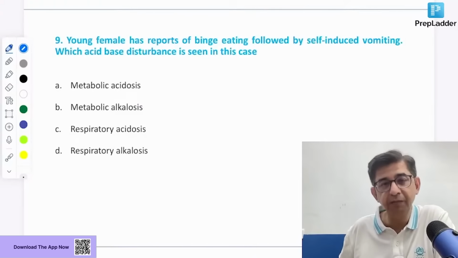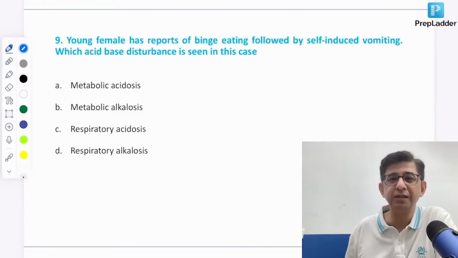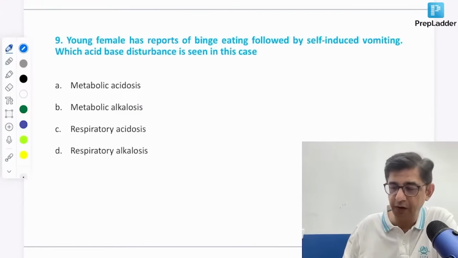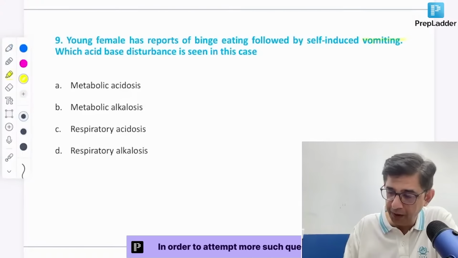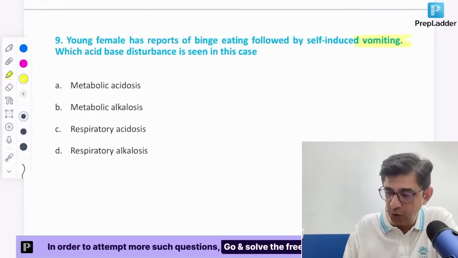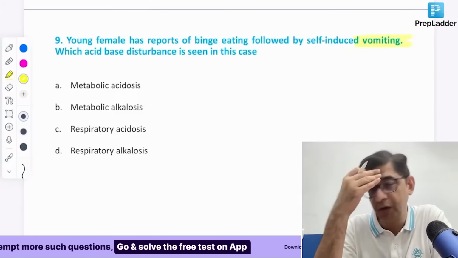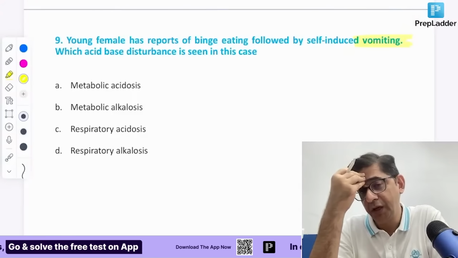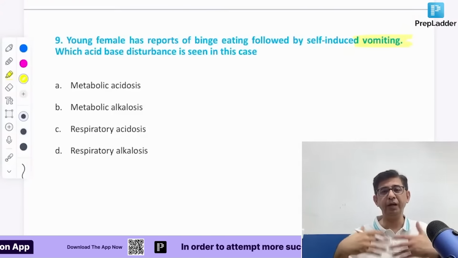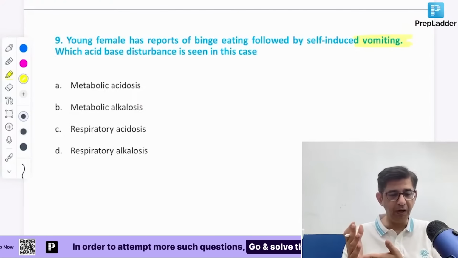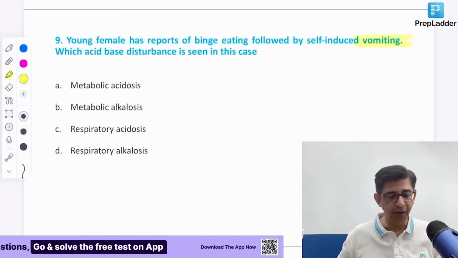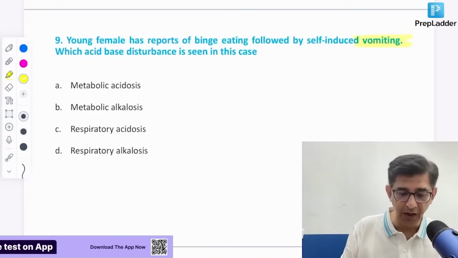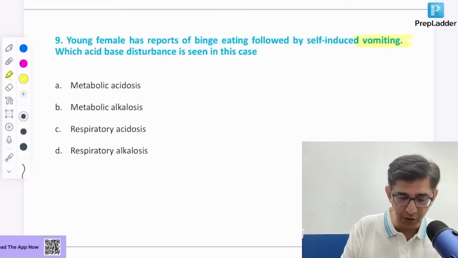Young female patient presents with binge eating followed by self-induced vomiting. I think this is one of the easiest questions for today. The moment you read the word vomiting, you know that the electrolyte imbalance I'm talking about is hypokalemic metabolic alkalosis, because the patient will be vomiting acid. Acid is going out of the body, and that will contribute to hypokalemic metabolic alkalosis for this patient. The correct answer to question number 9 is option B.